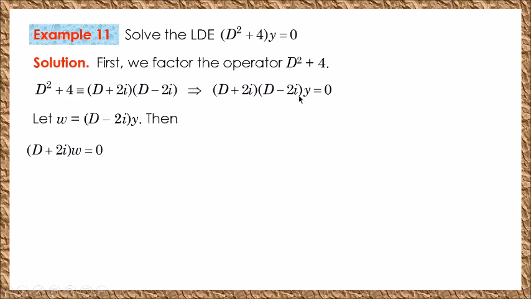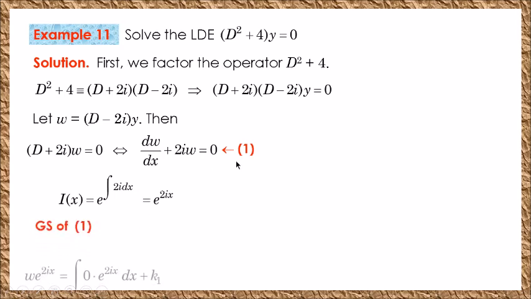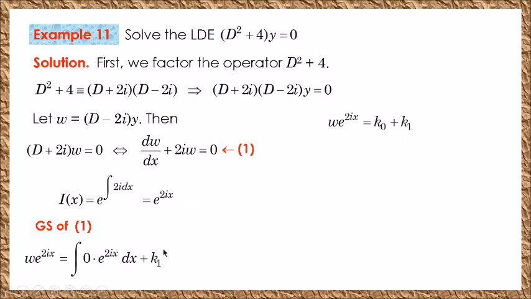So this is dw over dx plus 2i w equal to 0. Our p here is 2i, our q is 0. So label it equation 1. The integrating factor is e to the 2ix. So the general solution of 1 is w e to the 2ix equals the integral of 0 times e to the 2ix dx plus k1. So the integral is 0 plus k1 here. Let this be k2. Isolating w, we have k2 e to the negative 2ix. (D minus 2i) applied to y, that is w, equals k sub 2 e to the negative 2ix.